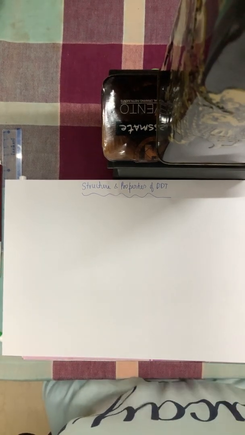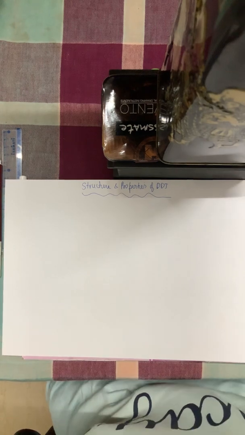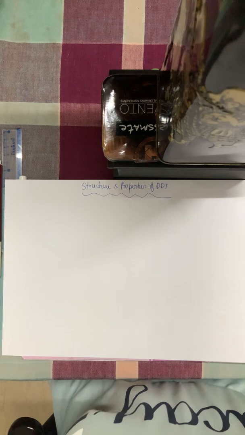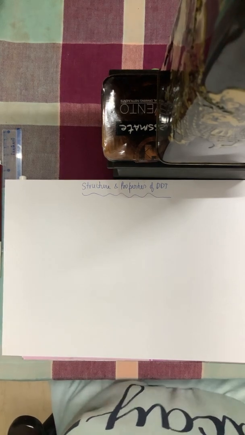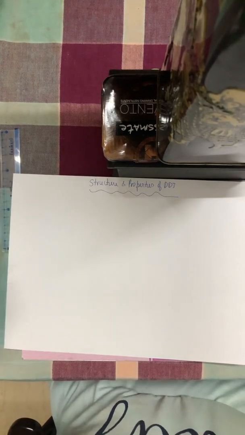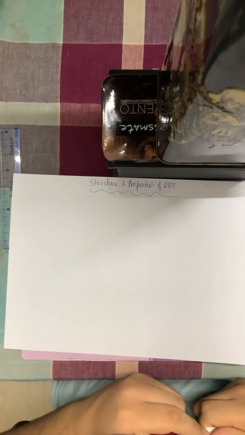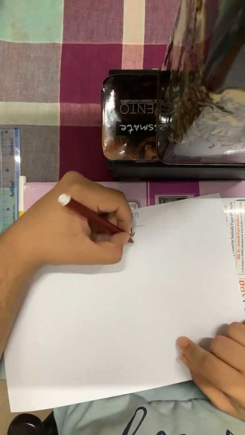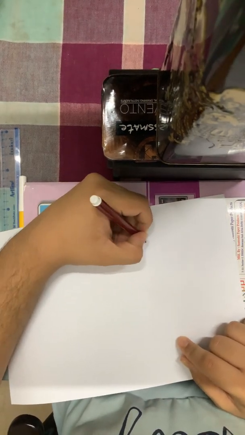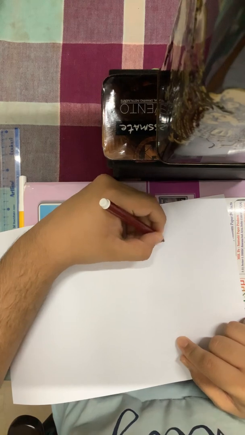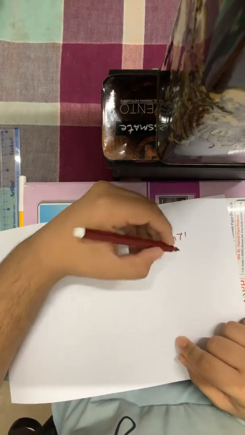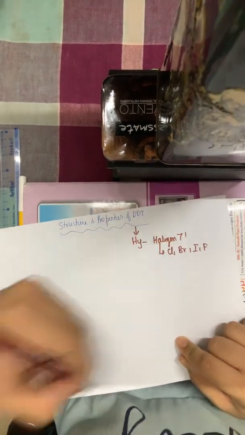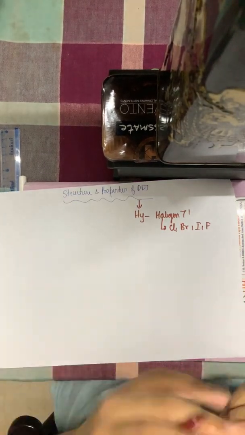Good evening. In today's class, we'll be talking about the structure and properties of DDT, which is under the topic polyhalogen compounds of haloalkanes and haloarenes, class 12. When we talk about a polyhalogen compound, it means it is a hydrocarbon containing more than one halogen. A halogen can be chlorine, bromine, iodine, or fluorine.